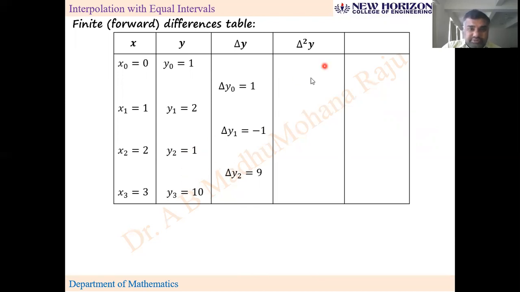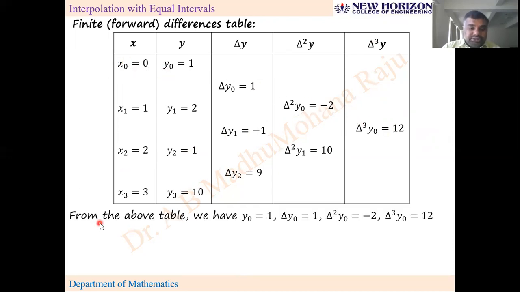Then second order differences will be calculated from first order differences, down minus upper value. Similarly, down minus upper value. Next, third order differences, down minus upper value, 10 minus of minus 2 will become 12. Now for the forward differences, we need these values only. We don't want any other values. We will list out those values.